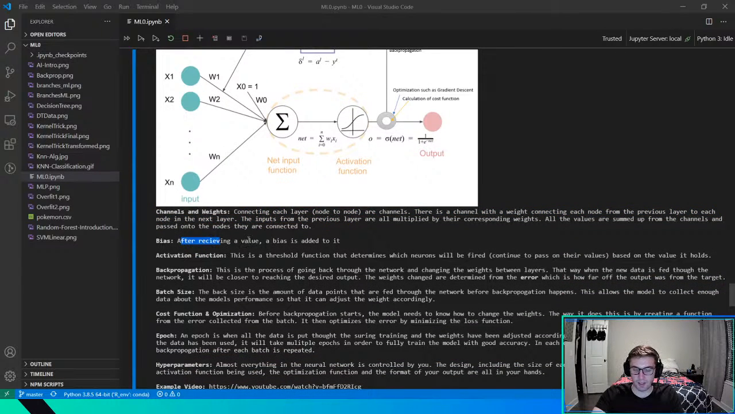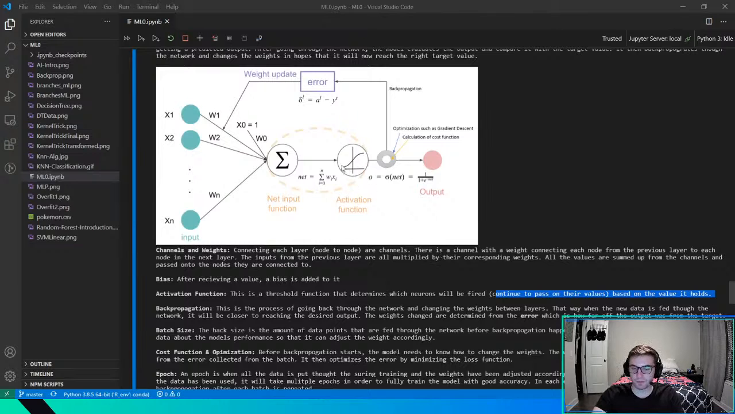Bias is basically your intercept, or just adding some value that's not associated with the input. This is sometimes pretty important, other times not really. Activation function, this is a threshold function that determines which neurons will be fired or continue to pass their value. So for example, if this is between 0 and 1, if it's above 0.5, it'll fire, and so forth.